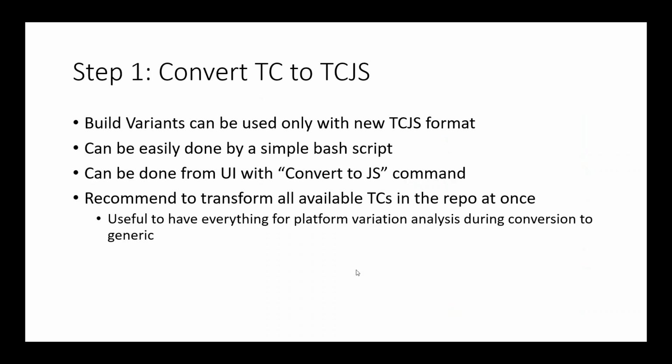So now let's see what the steps are. First important step is to convert to the new TC JavaScript format for the transformation configurations, because build variants can be used only with the new TC JavaScript format. And I would recommend to do this from command line. This can be done by a simple script like bash that just searches all TCs and calls model compiler from command line and converts to TCJS.